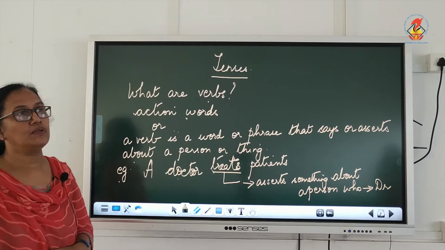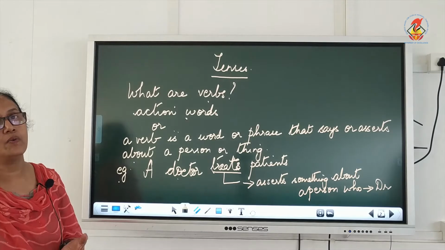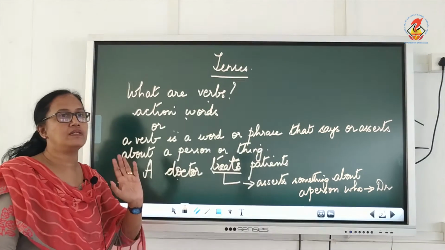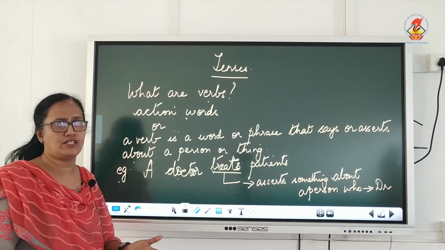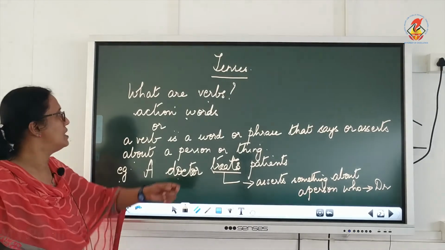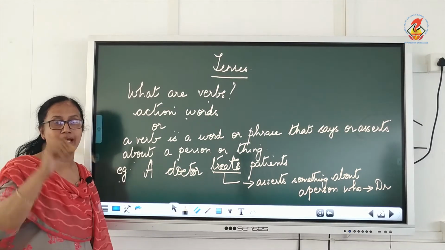Now if I ask you what you understand by the word verbs, immediately we all stick to the basic definition that we have been learning from class 1. Verb means action words. Any word that denotes action is called a verb. So that is how we go by the definition. Or if you look into your textbook, the definition that is given here: a verb is a word or a phrase that says or asserts about a person or a thing.